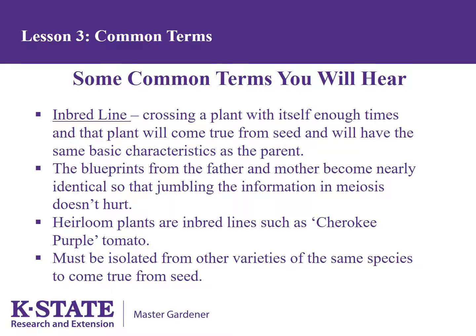Most inbred lines must be isolated from other varieties of the same species so that the plants must cross with neighboring plants of the same variety. However, tomatoes are an exception and can be planted with other varieties of tomatoes without consequence, except for potato-leaved or currant tomatoes, which must be isolated from other potato-leaved or currant tomatoes.